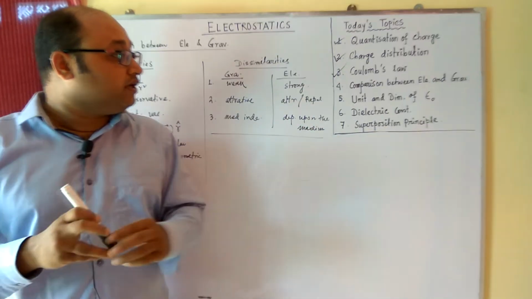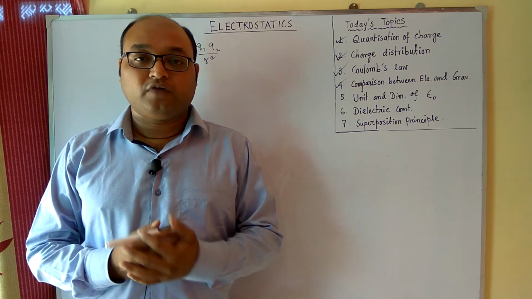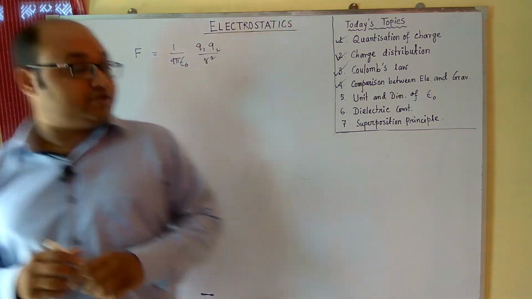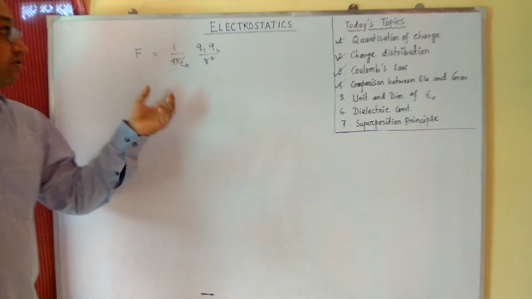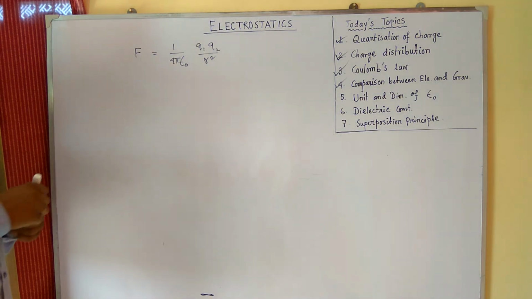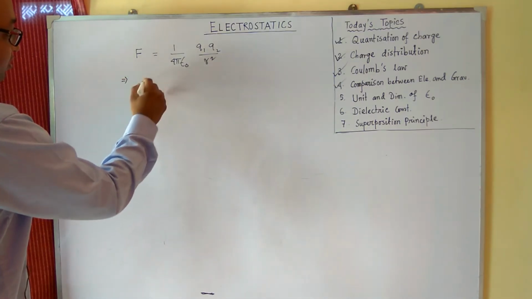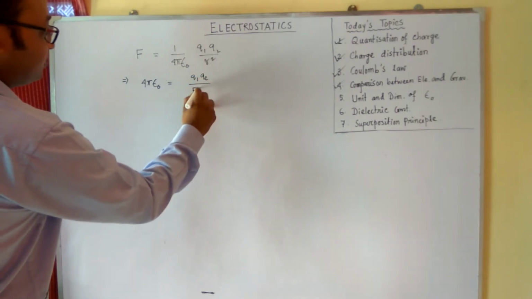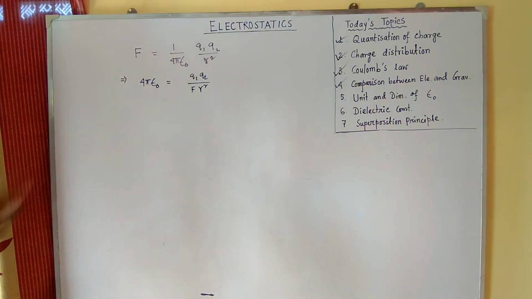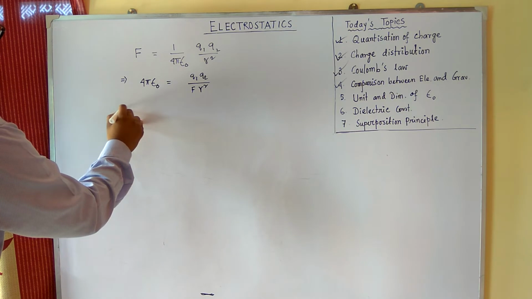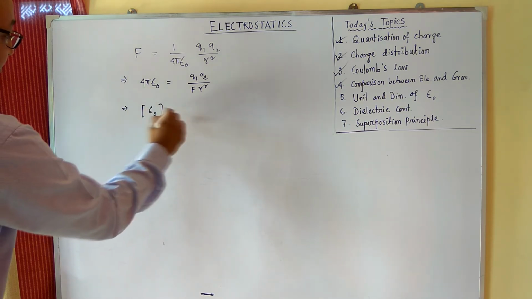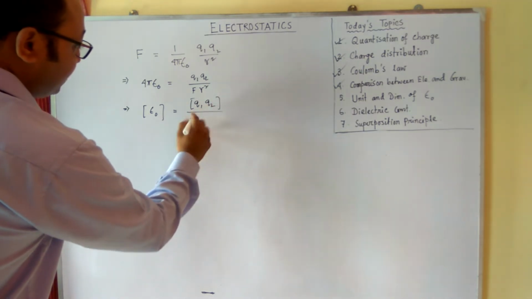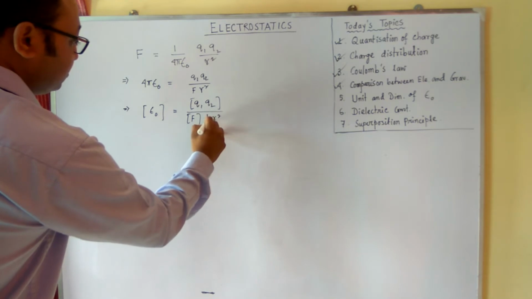So let's go forward with the next topic, that is the unit and dimension of epsilon 0. To find the unit and dimension of epsilon 0, we have to start from the mathematical form of Coulomb's law, which is written as the force of attraction between 2 point charges at rest: F is equal to 1 by 4 pi epsilon naught into q1 q2 by r square, which I have already stated. It can be written as 1 by 4 pi epsilon 0 is equal to q1 q2 over F into r square, from which we are determining the dimension of epsilon 0. Now this 4 pi is a constant quantity, so it can be dropped, and the dimension of epsilon 0 is the dimension of q1 and q2 over the dimension of force and the dimension of r square.